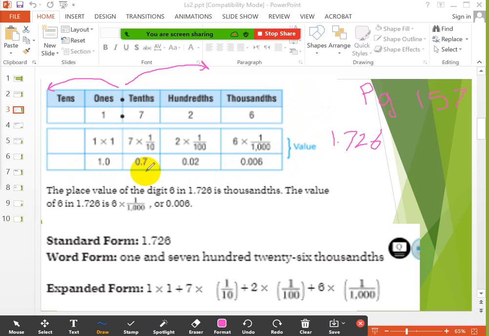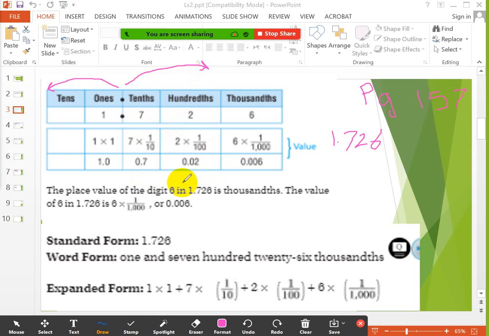Now, if I want to write the value of each number, okay? I know the number right here is 7 in the tenths, but what is the value of the number? The value of the number, I have to write the number as a decimal. That means the value of this 7 is 0.7, seven tenths. That means this 7 is in the tenths digit.